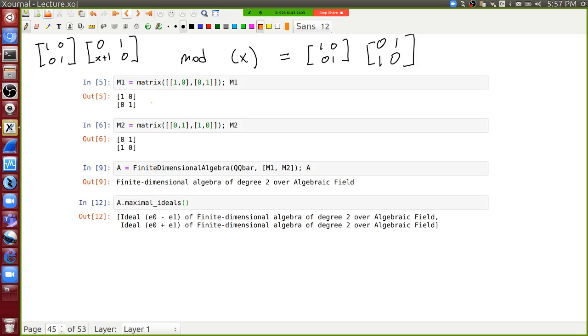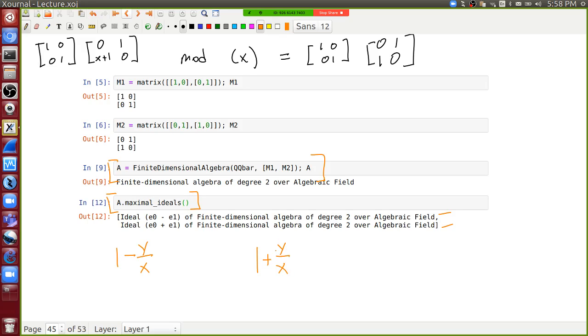And here's how we do it. We just set up these matrices that define how we do multiplication. We construct the finite dimensional algebra right here with these two matrices, and then we call the subroutine that runs the algorithm from that 2004 paper, and it gives us two ideals. E0 is basis element 1, E1 is basis element y, the second. These are the two basis elements. E0 is 1, E1 is y over x. So this ideal is 1 minus y over x. This ideal is 1 plus y over x.